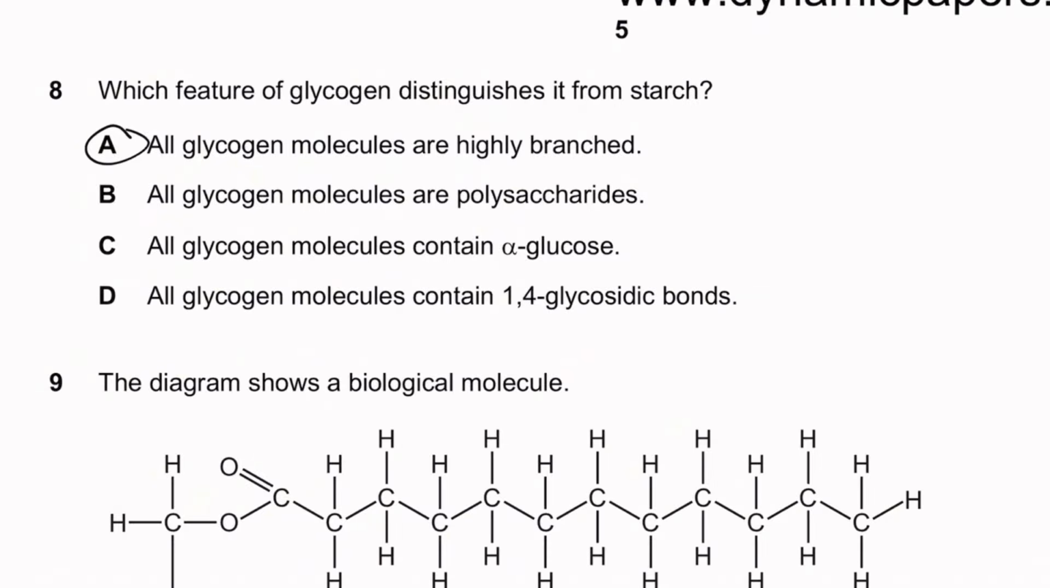So, A is right. All glycogen molecules are polysaccharides, and so are all the molecules from starch. All glycogen molecules contain alpha glucose, and so do all the molecules from starch. All glycogen molecules contain 1,4-glycosidic bonds, and so do all the molecules from starch.